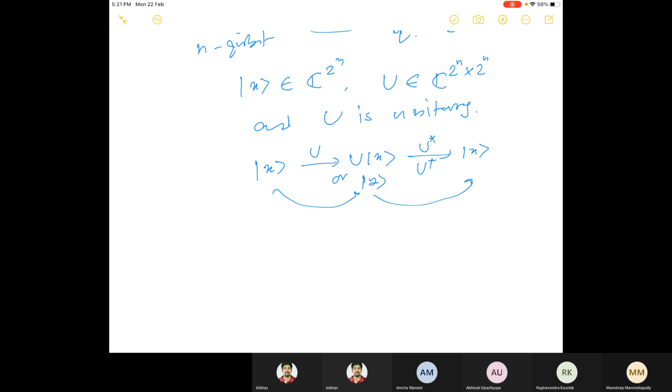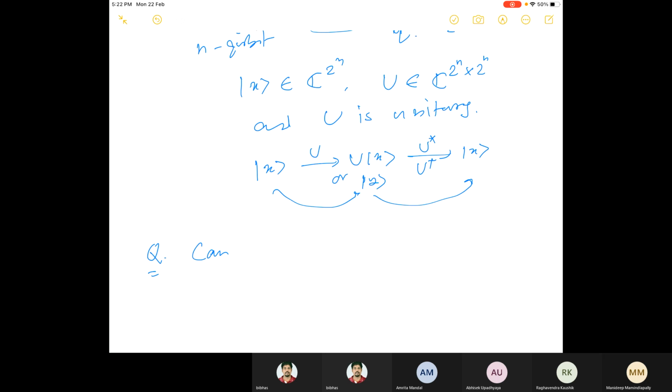But the question here is, can we have classical gates as well which are reversible? Because if this is the only power of quantum computing, then possibly this can also be achieved using classical gates. So the question will be, which gates are reversible classical gates? And then, are they universal?